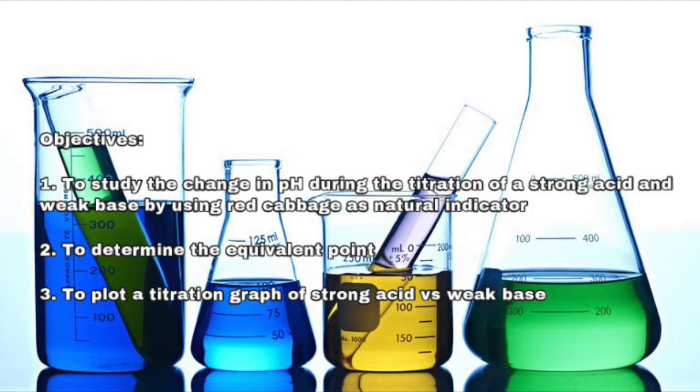The objective of this experiment is, firstly, to study the change in pH during the titration of a strong acid and weak base by using red cabbage as natural indicator. Secondly is to determine the equivalent point of a strong acid versus weak base titration. And finally is to plot a titration graph of a strong acid versus weak base.